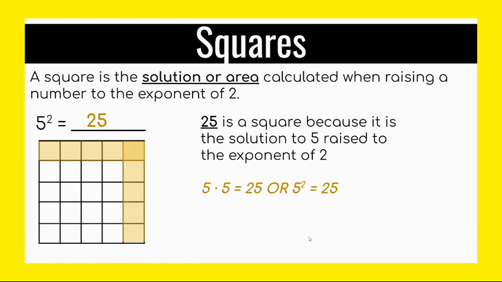5 squared is 25. Remember, when you raise something to an exponent, that is not multiplying that exponent by the base. Instead, you are basically saying, okay, if I have an exponent of 2, that means I have 2 5s multiplied together, and that's squaring something.